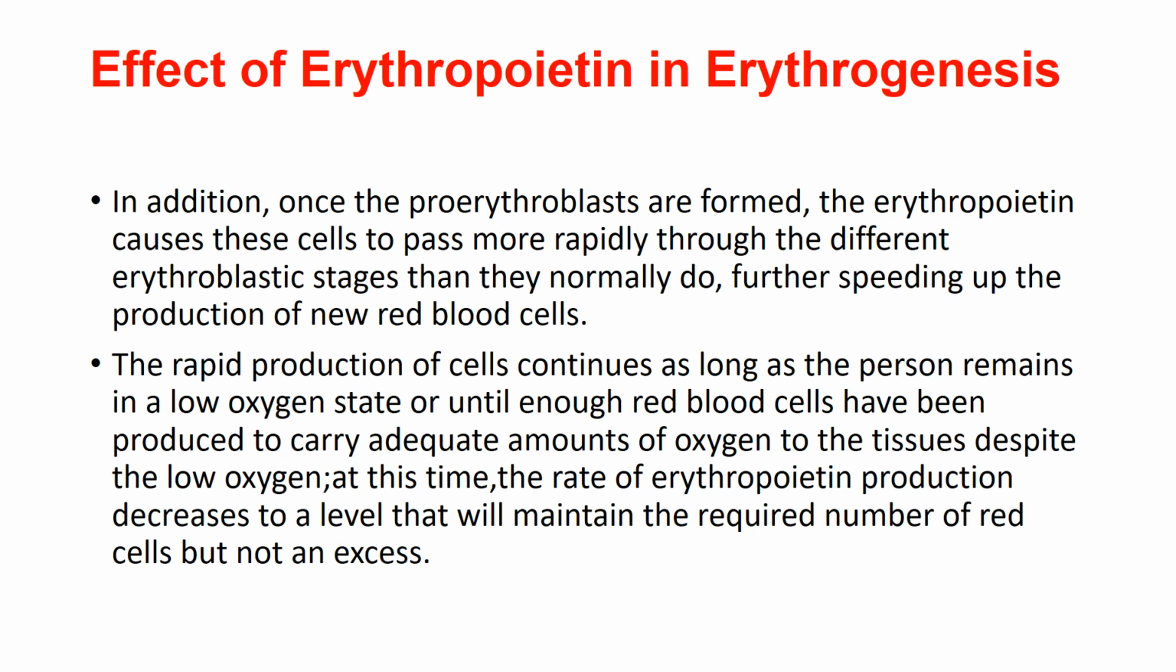In addition, once the proerythroblasts are formed, the erythropoietin causes these cells to pass more rapidly through the different erythroblastic stages than they normally do, further speeding up the production of new red blood cells. The rapid production of cells continues as long as the person remains in a low oxygen state or until enough red blood cells have been produced to carry adequate amounts of oxygen to the tissues despite the low oxygen. At this time the rate of erythropoietin production decreases to a level that will maintain the required number of red cells but not in excess.